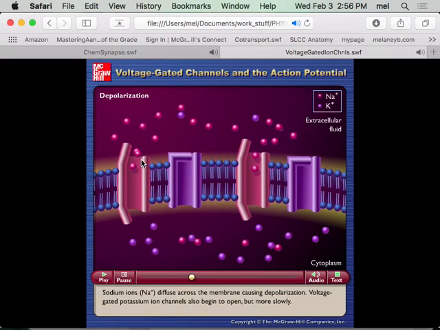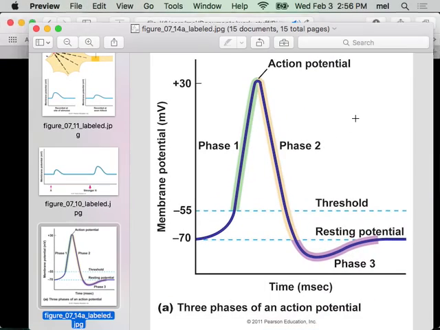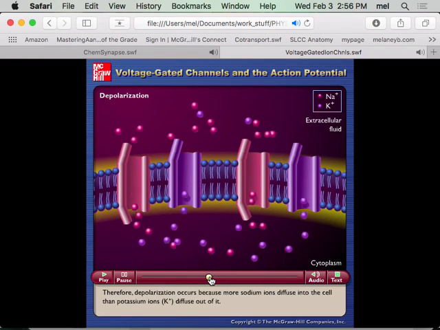Voltage-gated sodium channel. So now I am in, pause. Which phase of this graph? Phase 1, exactly. I'm past here because here wasn't involved with voltage-gated channels, and now I'm here, okay? Voltage-gated sodium channels. Okay, keep going for a minute, still in phase 1.